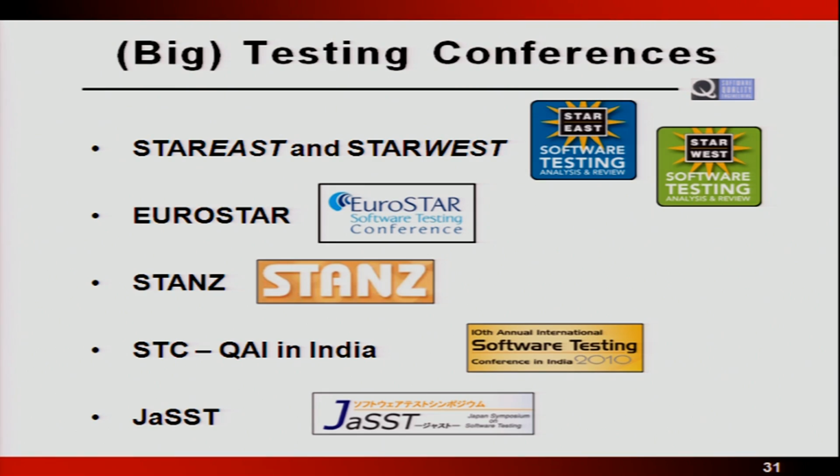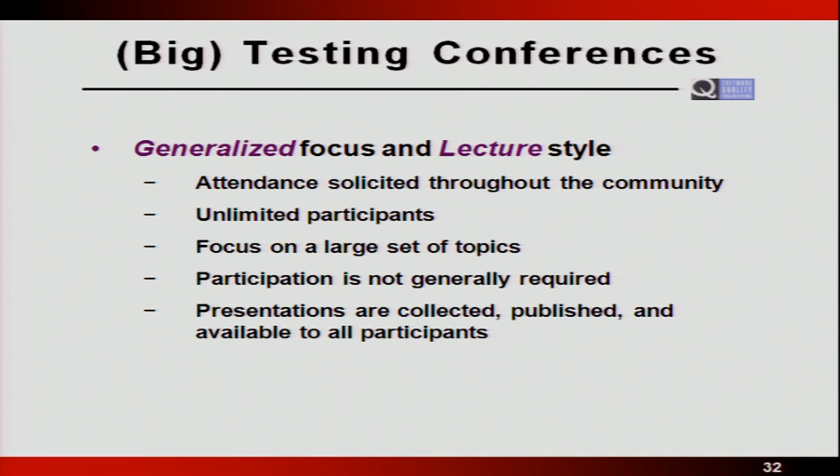The JaSST conference in Japan brings together 1,000 Japanese testers every year. I like big testing conferences because, first of all, you get an unlimited number of participants. You can focus on a large number of topics. And there's a kind of critical mass that we achieve when we do these kinds of conferences.